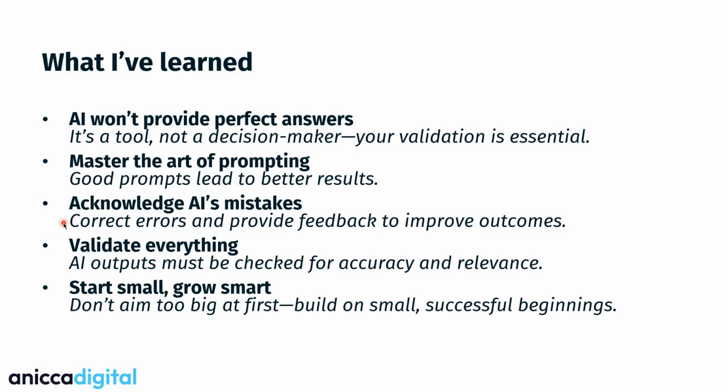We need to acknowledge AI's mistakes, because it will make them, and we need to make sure that we're correcting errors, providing feedback to it. It's a conversational tool, so you need to talk to it, not necessarily like a human, but you need to tell it when it's right or when it's wrong, and work with it towards a solution sometimes, rather than just expecting it to pop an answer out that's going to be right first time.